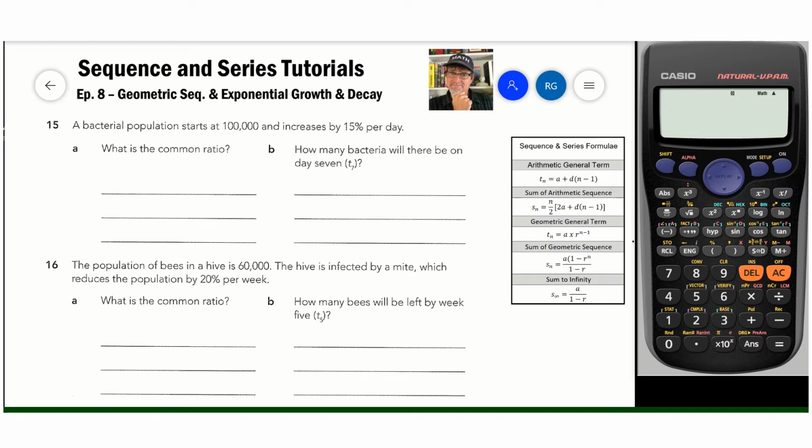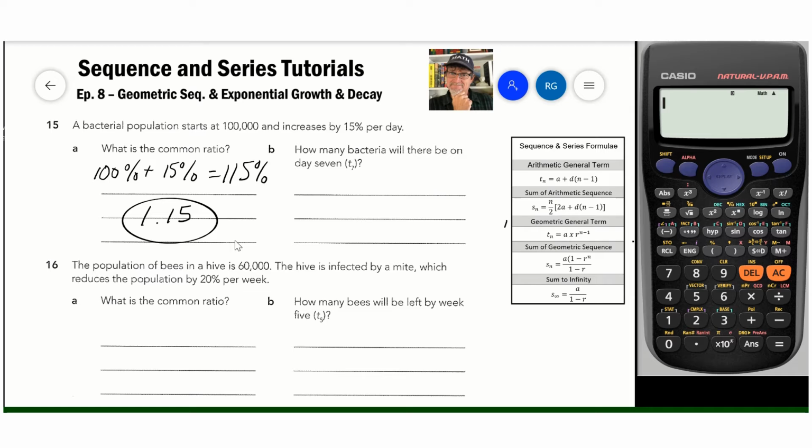What is the common ratio? Well, it's increasing by 15%. To turn that into a decimal, don't forget about the original 100%. So really what we're talking about is 115%. So the decimal equivalent of 115% is 1.15. And that is our common ratio. When this common ratio is greater than 1, it means that the population is undergoing exponential growth.